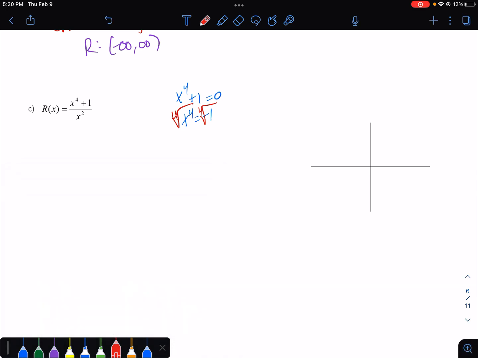Okay, so then there's nothing else I can do on the bottom to factor it. So then if I set the bottom equal to 0, that's not what I want to write either.